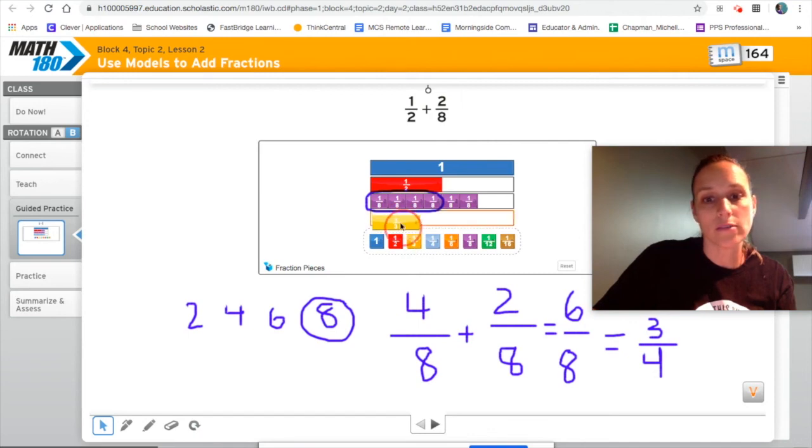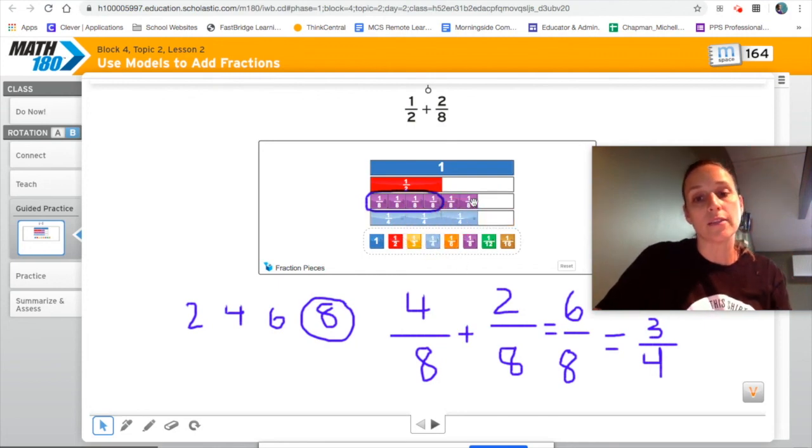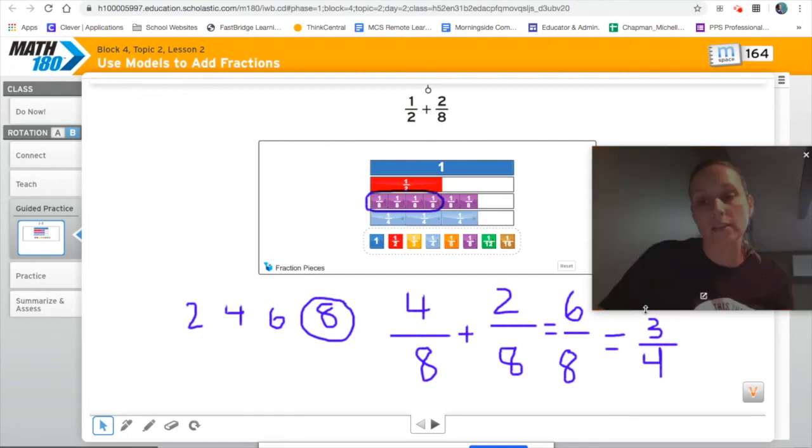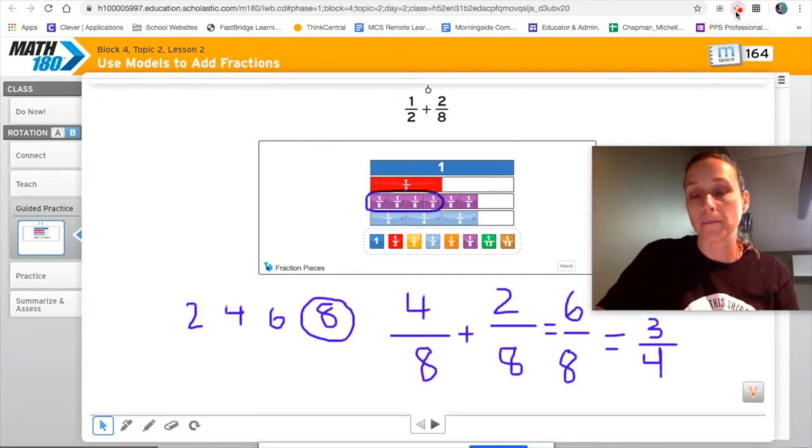Not 1/3, 1/4, Miss Neat. So we've got 1, 2, 3 1/4 pieces, and there it is. The values are the same. So these two are equivalent, and this is in fact your simplest form.